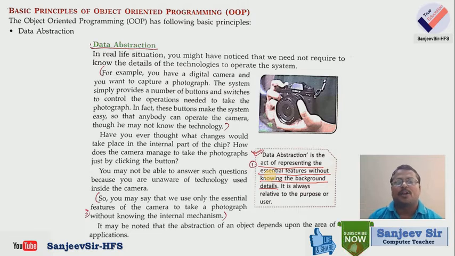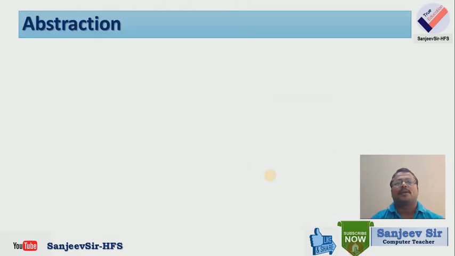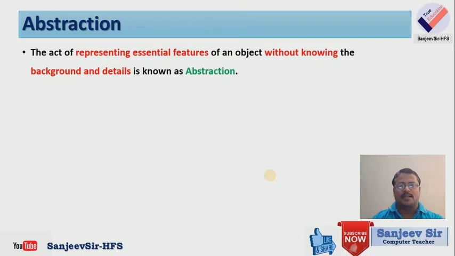That means according to the user's needs, we provide the data. That is known as data abstraction. Okay, one thing you understand by that. Another example. So what is that?